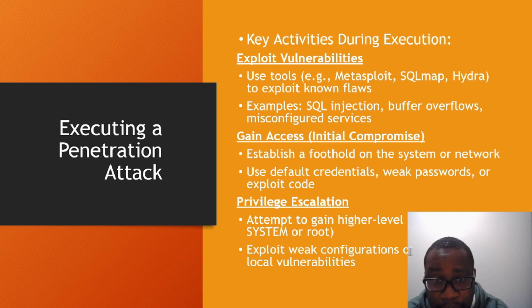Then, when you exploit those vulnerabilities, the next step in the execution of the attack is gaining access, right? So the initial compromise, you establish a foothold in the system or network. You're using default credentials, weak passwords, exploiting code, backdoors, etc., to gain that initial foothold. Then you privilege escalate. That means you're attempting to gain higher level access to the system or root of that particular endpoint. Then you exploit configurations or unpatched vulnerabilities to further escalate or get higher level access.